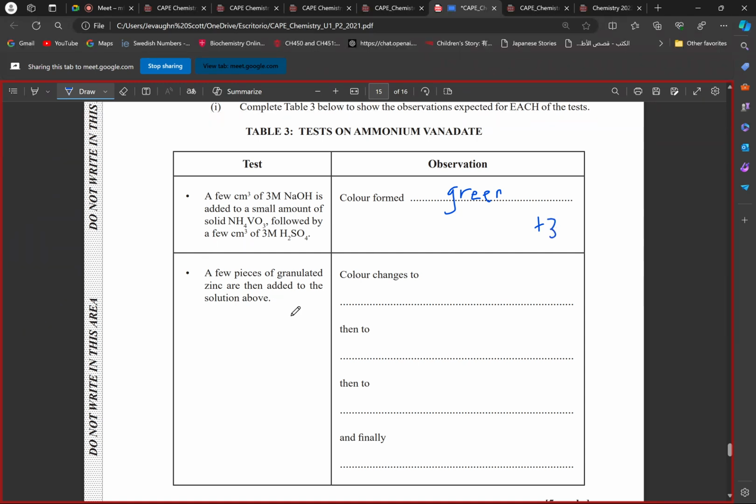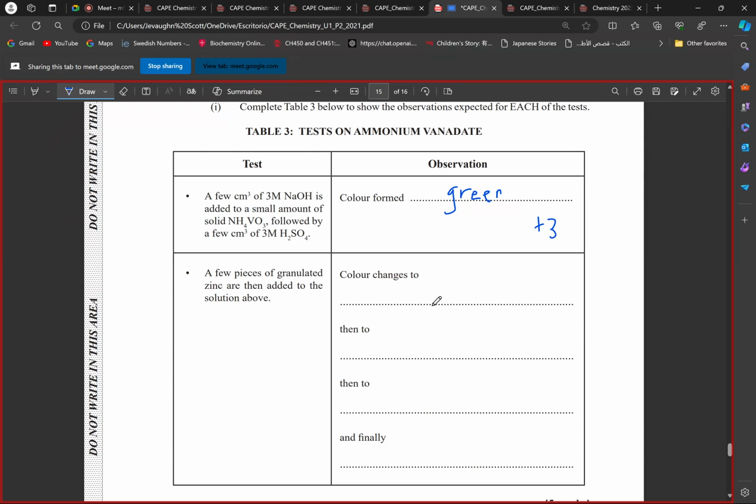A few pieces of granulated zinc would give us what? What would zinc do to it? If this is +3 though, interesting. Is this +3? To blue. It'll then change to blue to green, then to blue, and then to purple.